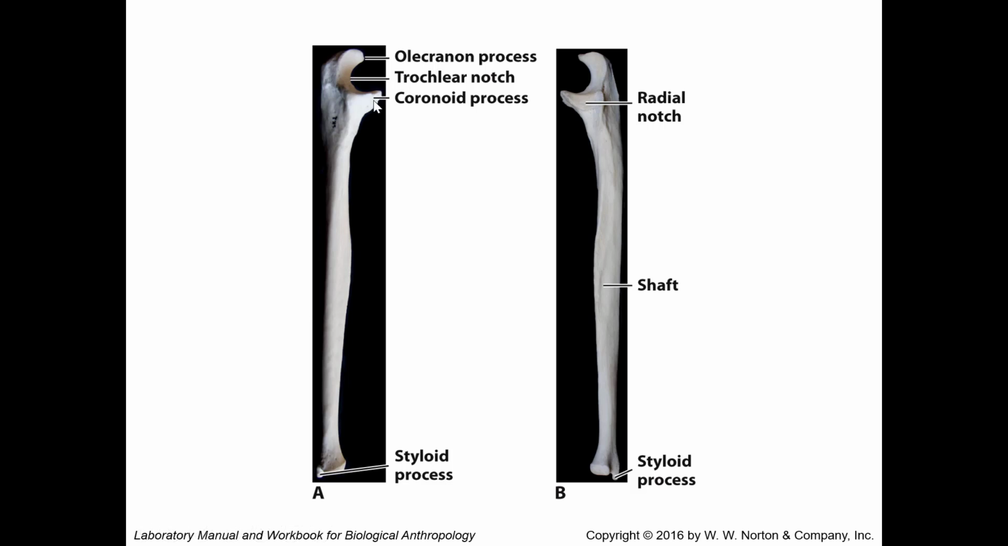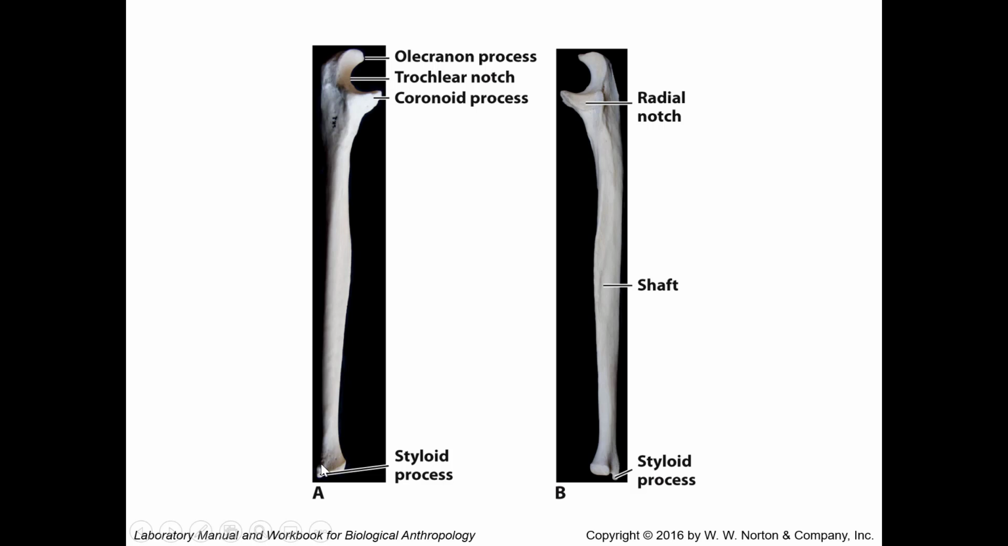The ulna articulates with the radius at the radial notch. So right here, there's another notch, and it will articulate with the radius. This is located on the lateral end of the coronoid process. The main length of the ulna is called the shaft, so we're all the way down here. And the distal end is marked by a pointy projection that we call the styloid process.